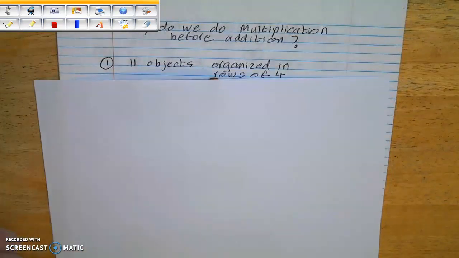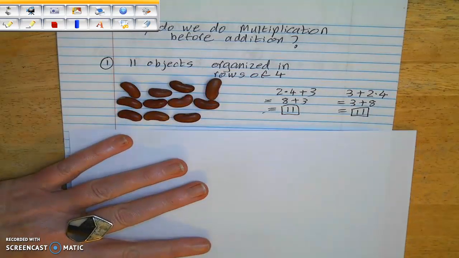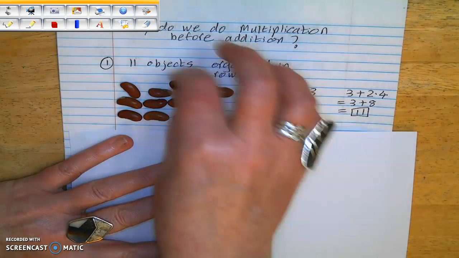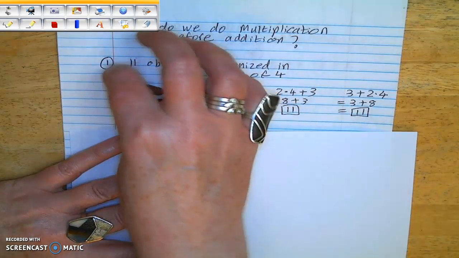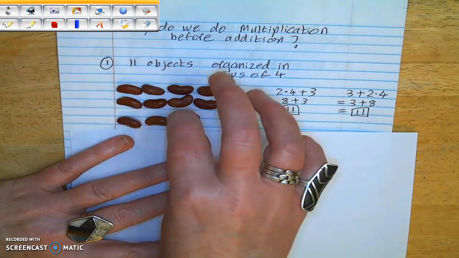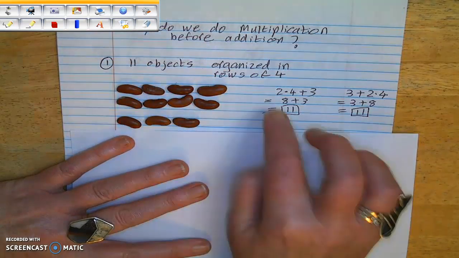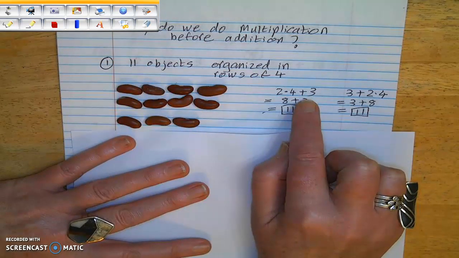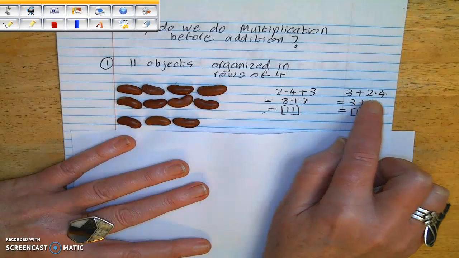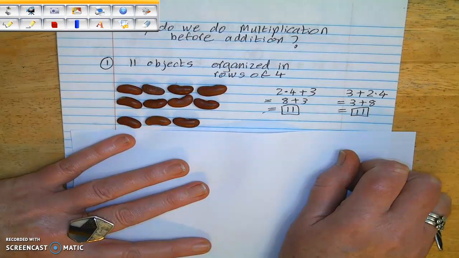Okay, so rows of 4, you should have 2 rows of 4 plus 3. Let me organize my kidney beans here. 2 rows of 4 plus 3 left over at the end. You can do the math for this. You can either do 2 times 4 plus 3, or you can do 3 plus 2 times 4. Either way, it should come out to having 11 beans.